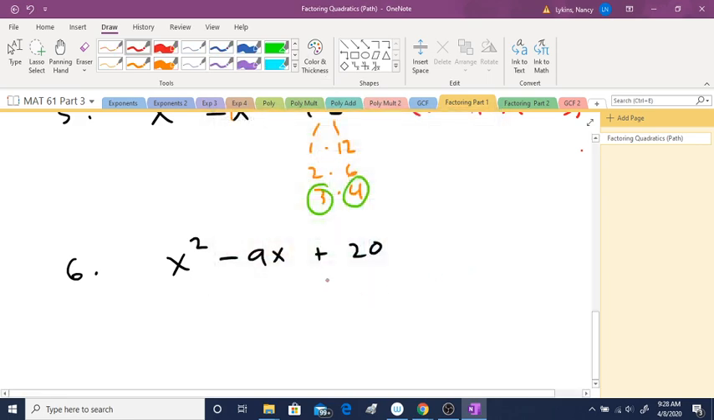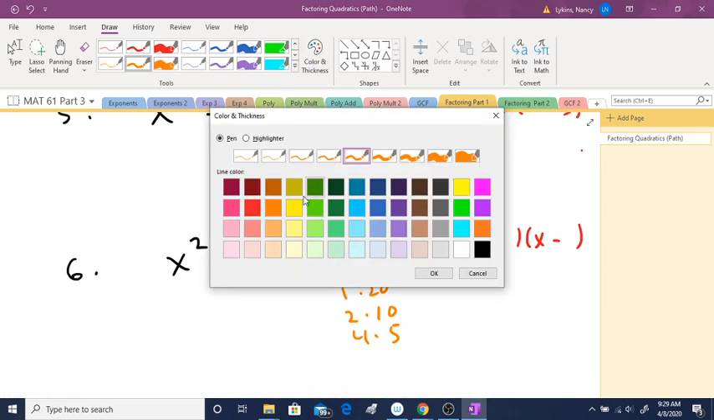Now on this, I'm looking at my plus 20. Since this is a plus, that means my answers can be two positives or two negatives, which in this case we treat as negatives. So I know that this is going to be x minus, x minus. Now I need to break down the 20 into 1 and 20, 2 and 10, and 4 and 5. And which one can give you, by adding them up, a negative 9? Well, the 1 and 20 doesn't, the 2 and 10 doesn't, the 4 and 5 does.